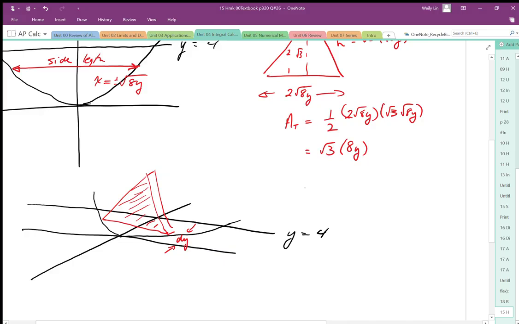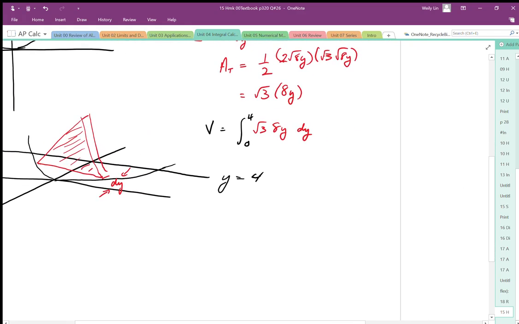So I'm going to integrate from y equals 0 to y equals 4. And the area is going to be root 3 times 8y times dy. To give the volume, I can now evaluate this integral. The volume then works out to be 8 root 3 times y squared over 2, and we're going to integrate that from y equals 0 to y equals 4.